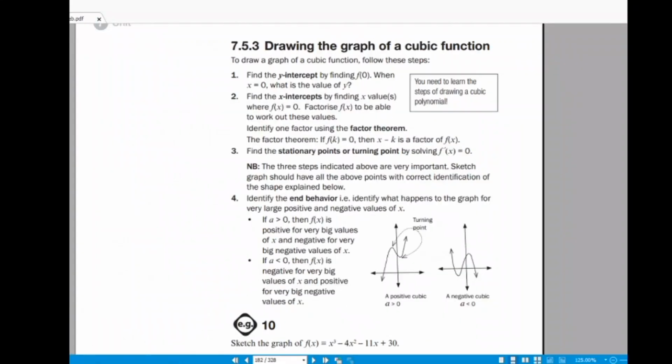So when you're sketching a cubic function, it's the same way you would sketch other functions, such as your quadratic function. You just need to indicate the critical points, which are your intercepts and the turning points, right? So I'll just stop here for now, and then we will continue with cubic functions.